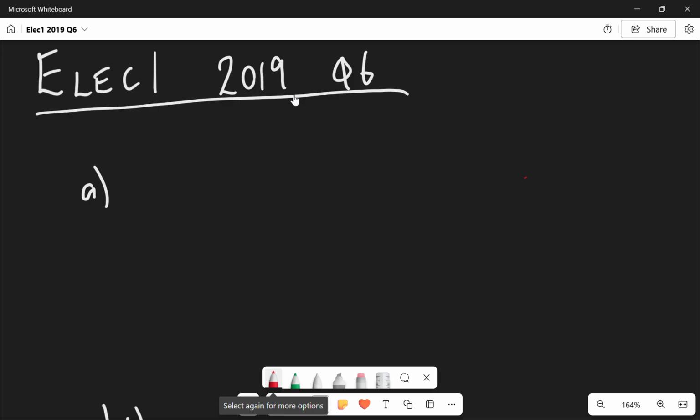Okay, this is ELEC1 2019 question 6. Part A. The diagram shows a binary encoded disk. As it rotates, the reflective opto-switches output signals which can be used to determine the position of the disk. Over white, an opto-switch outputs a logic 0 signal. Over black, it outputs logic 1.